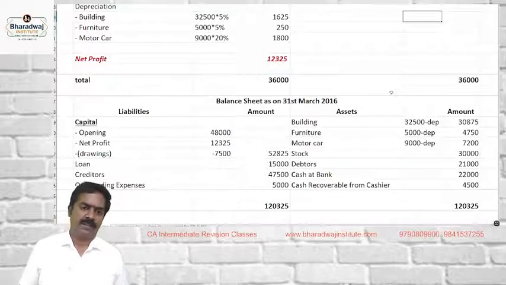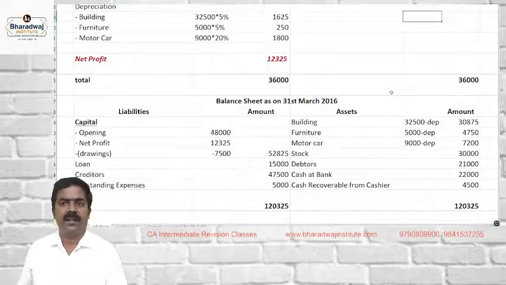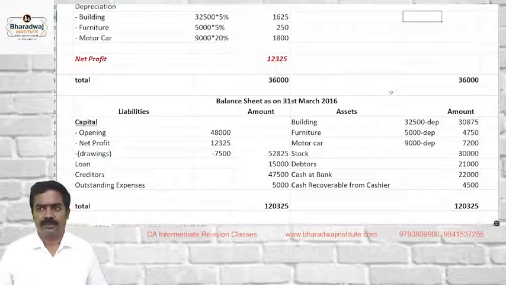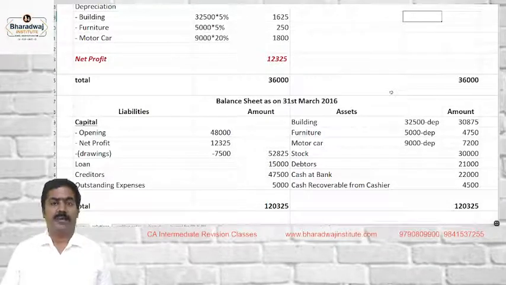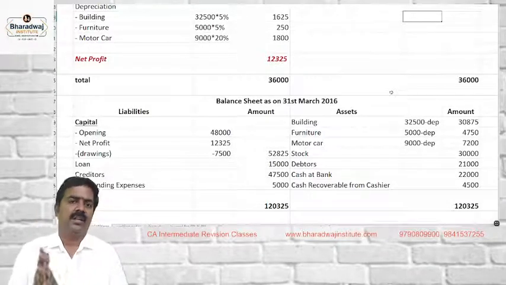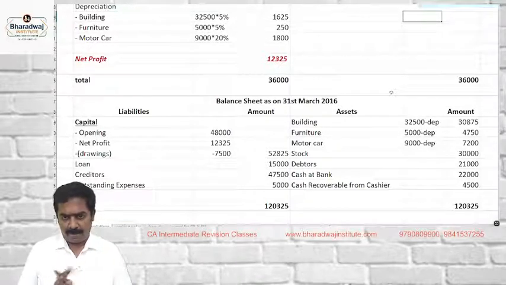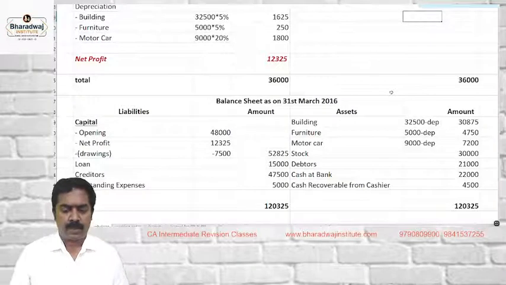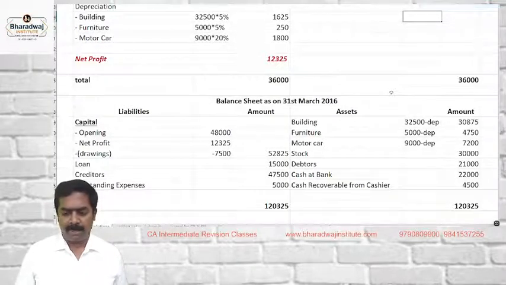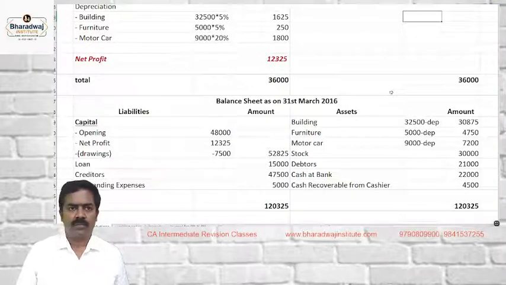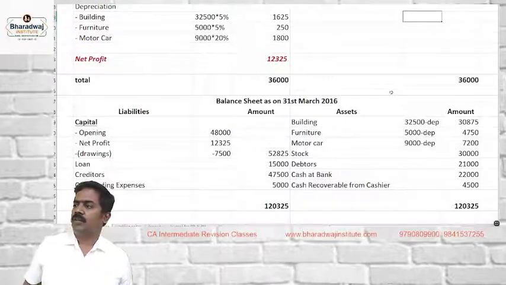I'll explain for a minute. Those who have completed can go to the next question. We'll have a 10 minutes break after the next question. Solution to the next question. Question number 7. Copy this.